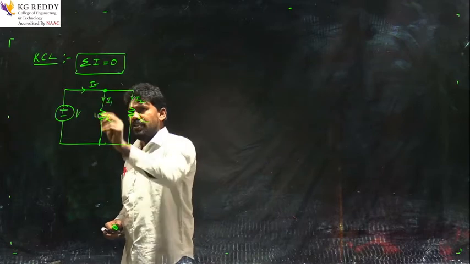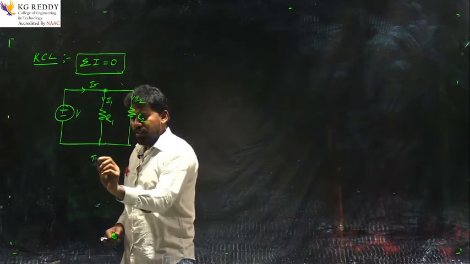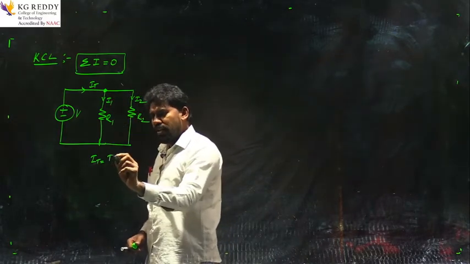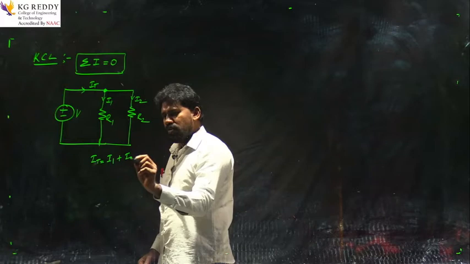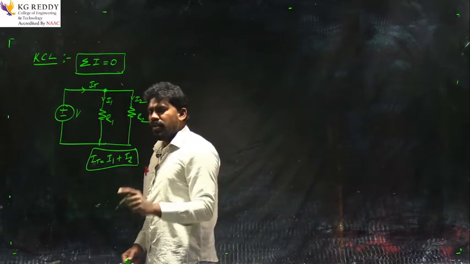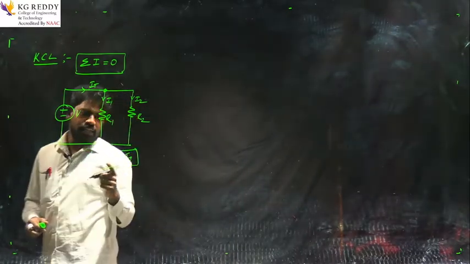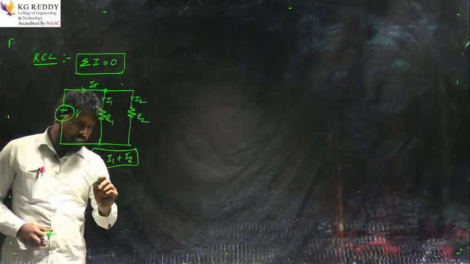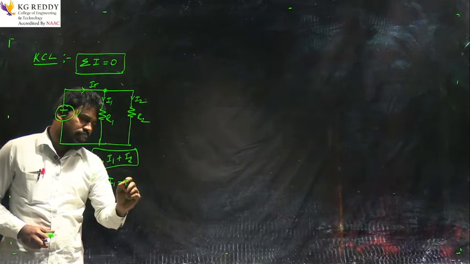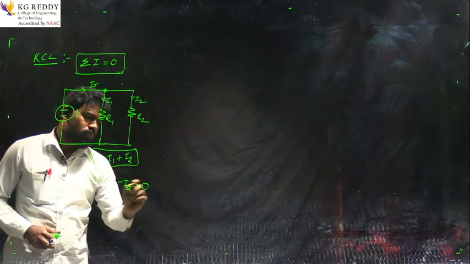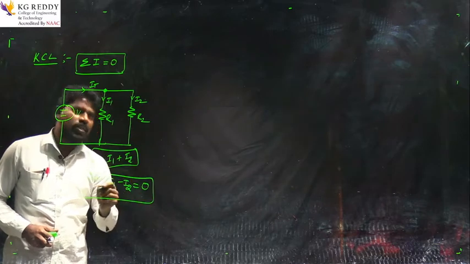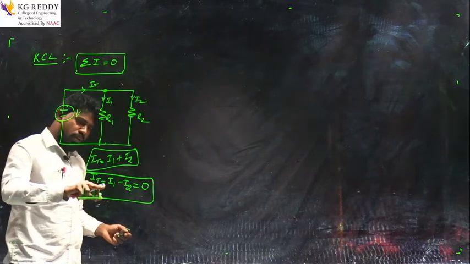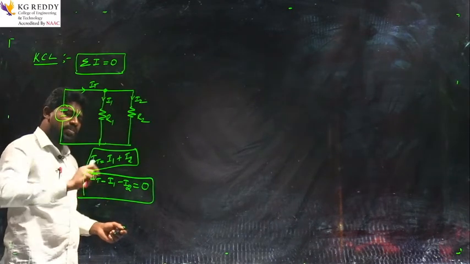Now, applying Kirchhoff current law to this network, the total current IT is equal to I1 plus I2. So IT minus I1 minus I2 is equal to 0. This satisfies the Kirchhoff current law statement: the algebraic sum of currents at any node or junction is equal to 0.